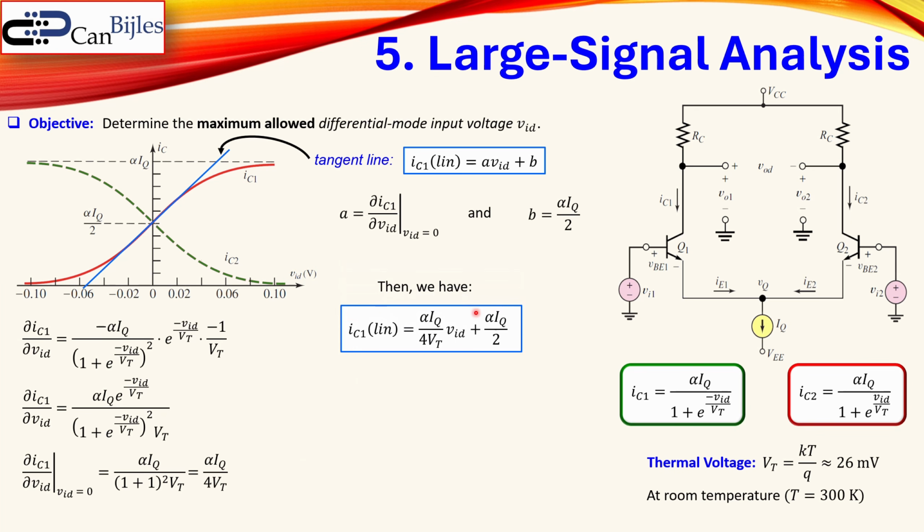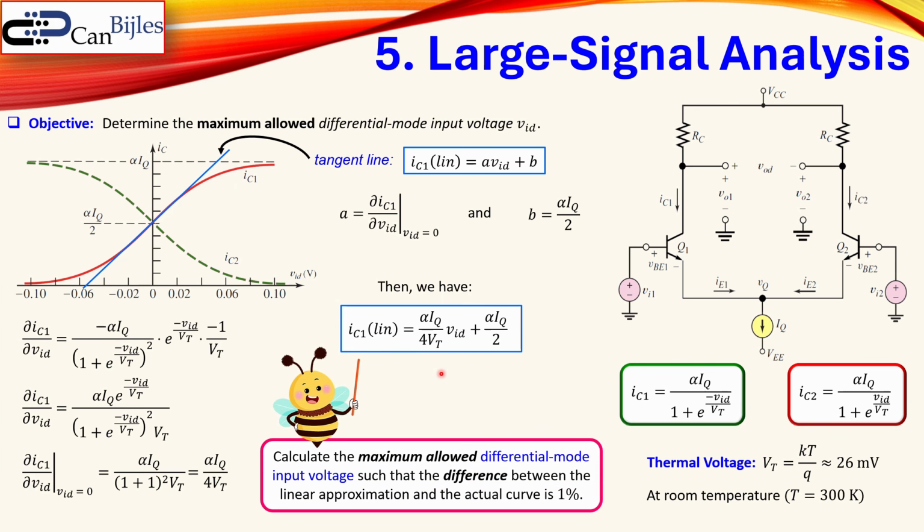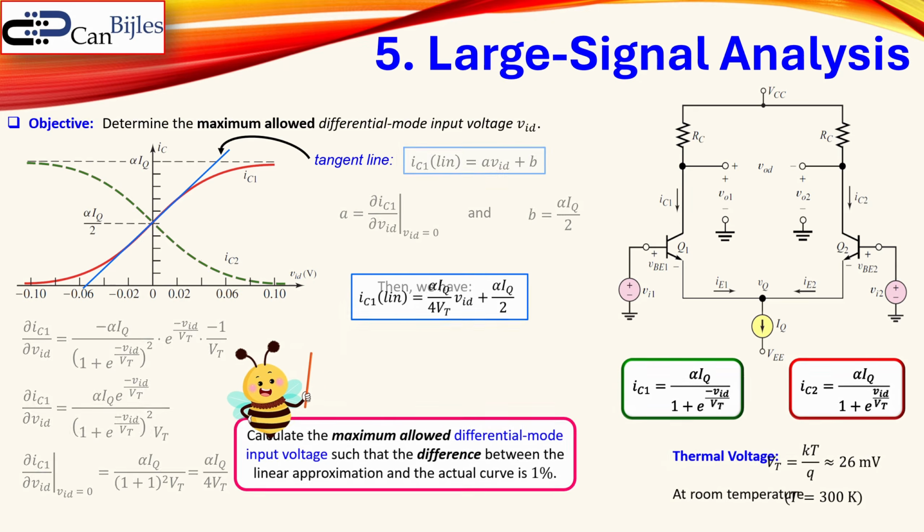And then we have this formula, which is the linear approximate formula for the IC1. So we can now calculate the maximum allowed differential mode input voltage such that the difference between the linear approximation and the actual curve, which is this part, is for example just 1%. This is an example. We can also go for 2% or maybe 0.5%. But let's see how much this differential mode input voltage can be, what the maximum value is in order to create just a 1% error.